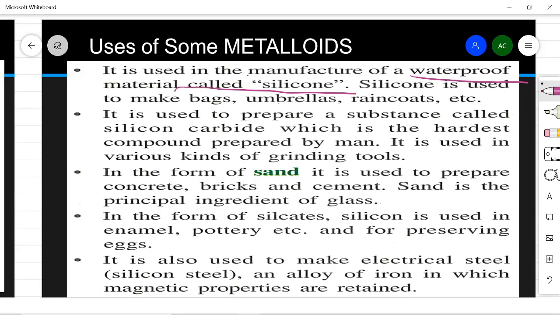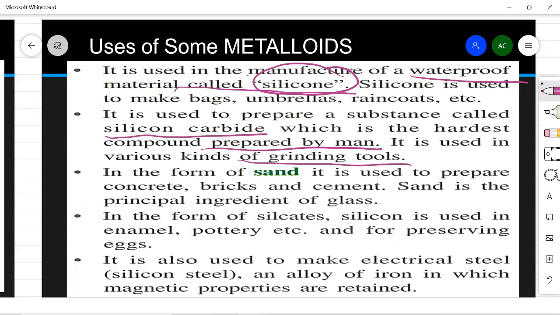It is also used in the manufacture of waterproof material. जो आपका रेनकोट्स, अम्ब्रेलाज और बैग्स हैं वाटरप्रूफ, उसमें ये सिलिकॉन जो है वो एक ऐसा सब्सटेंस है जो सिलिकॉन से बना है, और सिलिकॉन से बनते हैं हमारे बैग्स, अम्ब्रेलाज एंड रेनकोट्स. It is also used to prepare a substance called silicon carbide, which is the hardest compound prepared by man. Naturally occurring hardest substance is diamond, but man-made hardest substance is silicon carbide. It is used for various kinds of grinding tools.